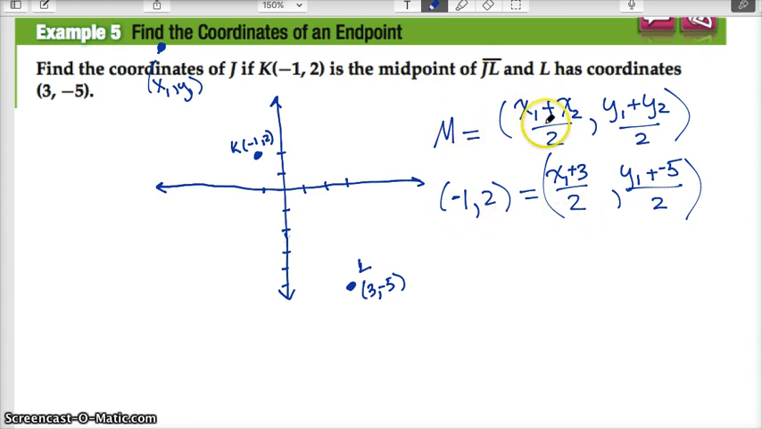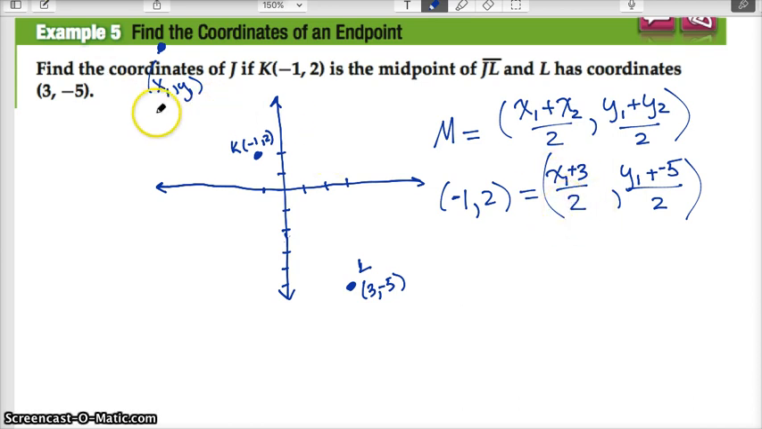Let me go back really quickly and tell you what we did, just in case you missed it. So we know the midpoint formula gives us this. We know that K is the midpoint. So we know the midpoint formula would yield (-1, 2) if we applied it to the two endpoints. So what we need to do is give J an artificial (x sub 1, y sub 1), or a generic value.